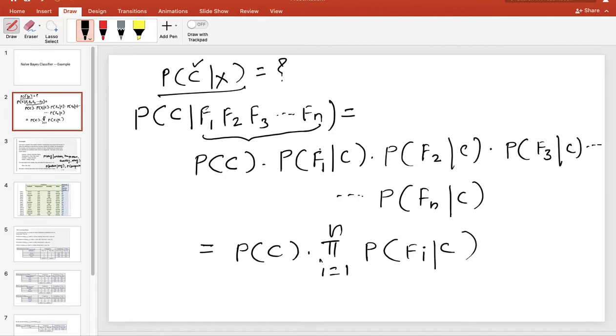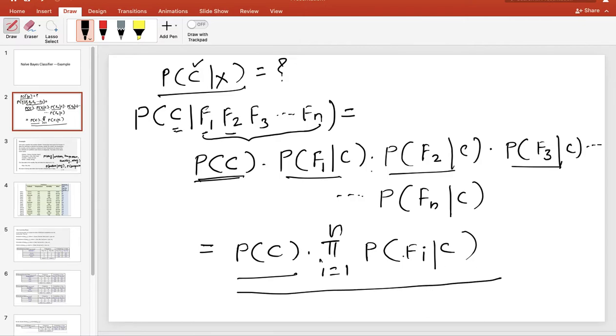That probability we are finding, and the formula which we derived was: probability of C given these features is equal to probability of C into probability of f1 given C into probability of f2 given C into probability of f3 given C, and so on, into probability of fn given C. So it is equal to probability of C into the product for i equal to 1 to n of probability of fi given C. This is the formula which we'll be using.